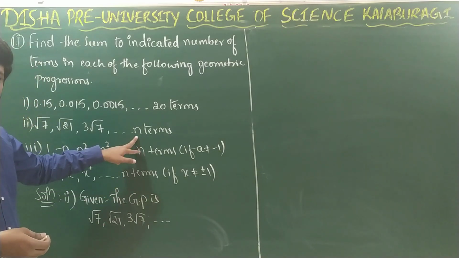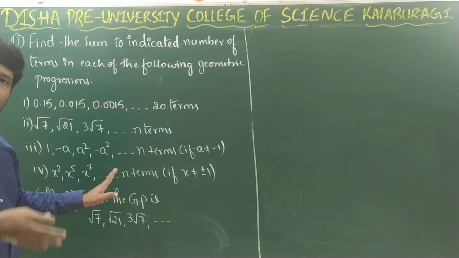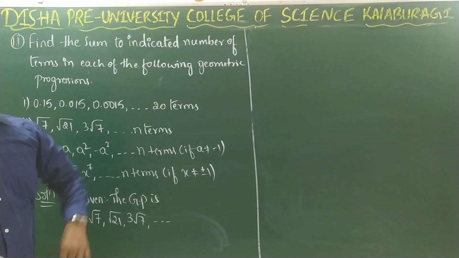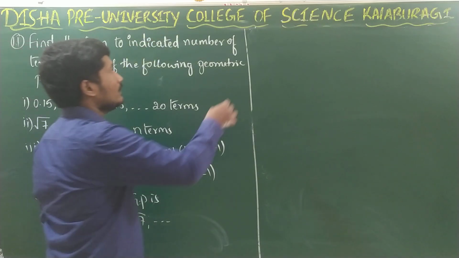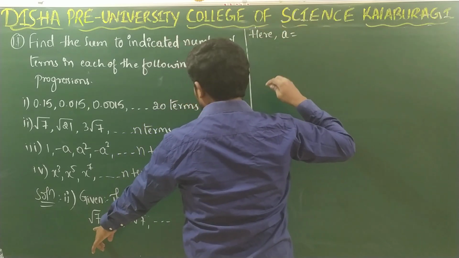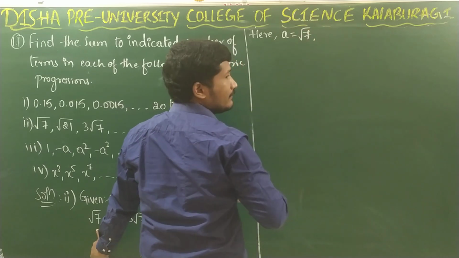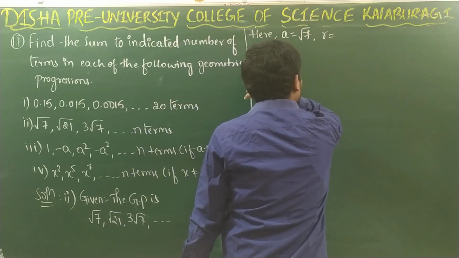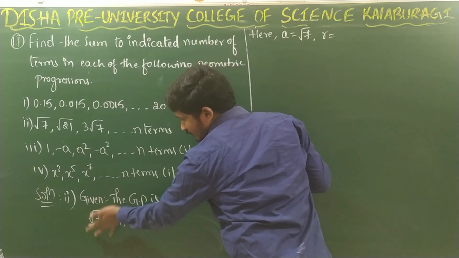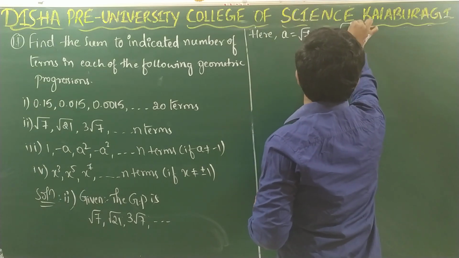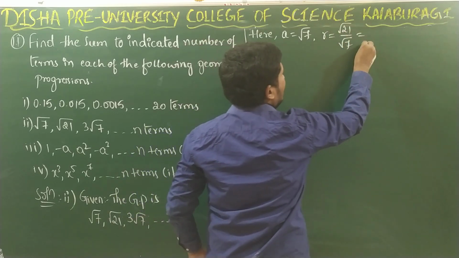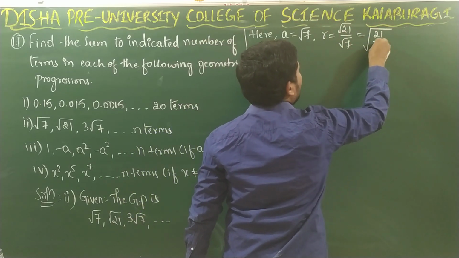Right? So see here. In order to calculate the value for Sn, we need the value of A as well as R. So again from the given geometric progression, I will write the value for A as well as the common ratio. Right? So see what it will be. Here A is equal to, the first term is root 7, right? Common ratio is equal to, what is the common ratio? A2 divided by A1. So square root of 21 divided by square root of 7. Square root of 21 divided by square root of 7 can be written as the square root of 21 by 7.